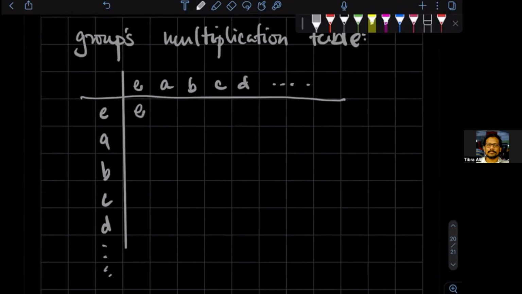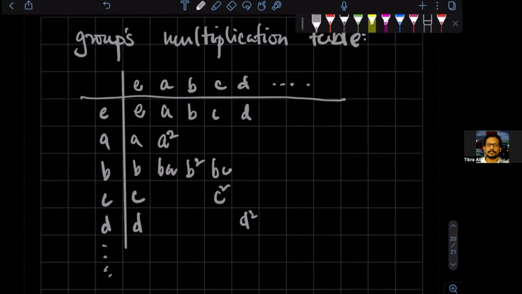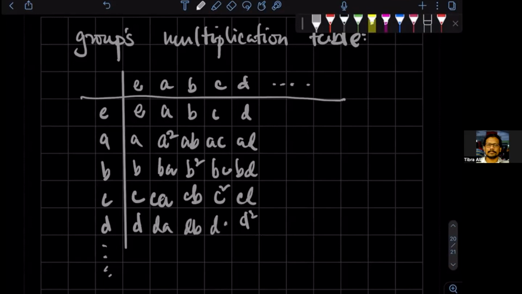Then we're going to have E here, A squared, B squared, C squared, D squared. Here we'll have A, B, C, D, A, B, C, D. Here we will have BA, then BC, BD. Here we'll have AB, AC, AD. Here we'll have CA, CB, and then CD. Here we'll have DA, DB, DC. Okay, you get the idea.